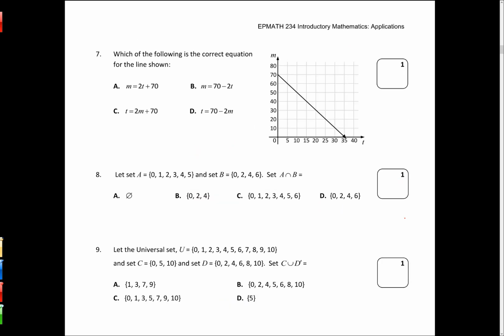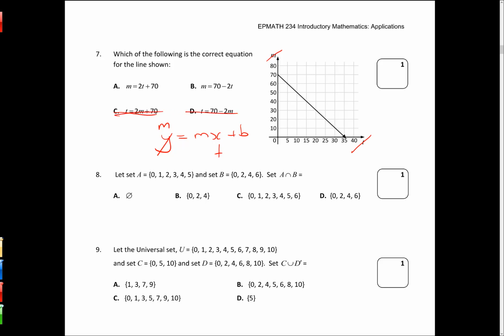Question 7. Which of the following is the correct equation for the line shown? As soon as it says a correct equation, I'm thinking y equals mx plus b. But let's look at it early. It's not a y-axis, it's an m-axis. It's not an x-axis, it's a t-axis. So it's not C or D.